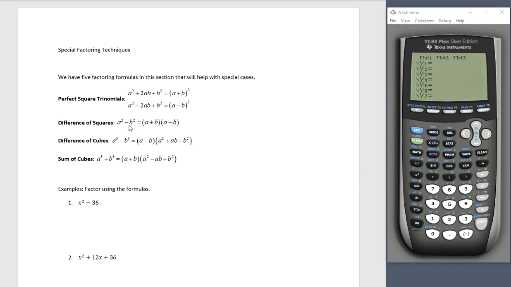All right, we have difference of squares. If we are subtracting 2 terms that are both squared, it factors as a plus b times a minus b. So a squared minus b squared always factors as a plus b times a minus b. I'm just going to write this here so it is not forgotten completely.